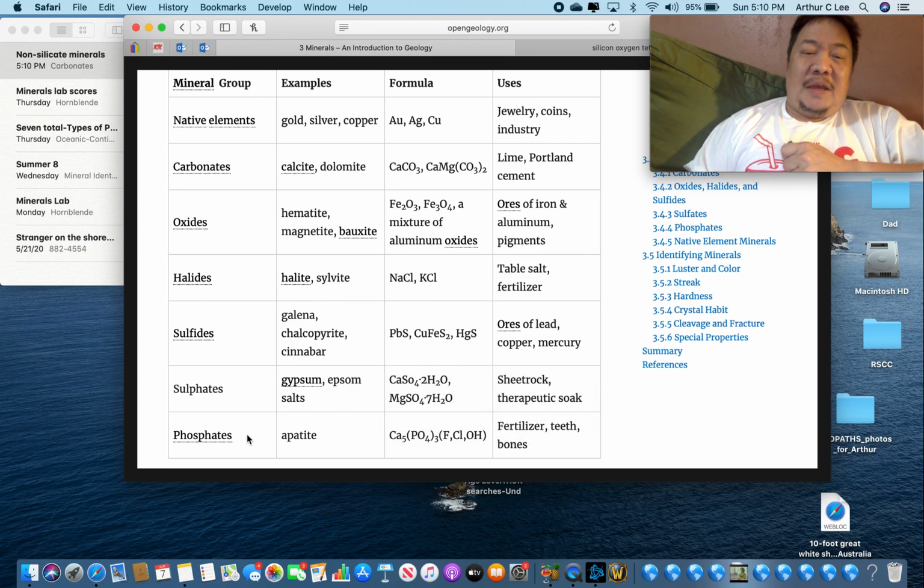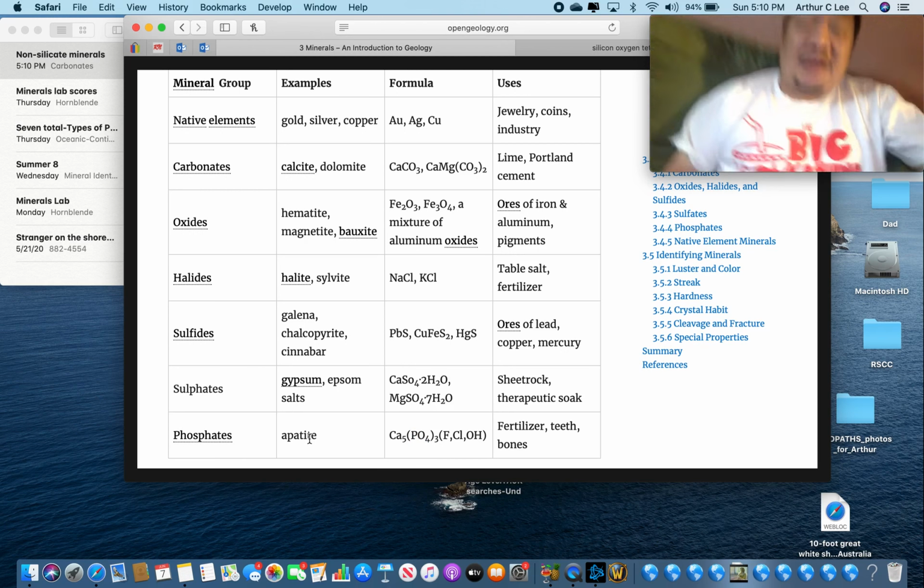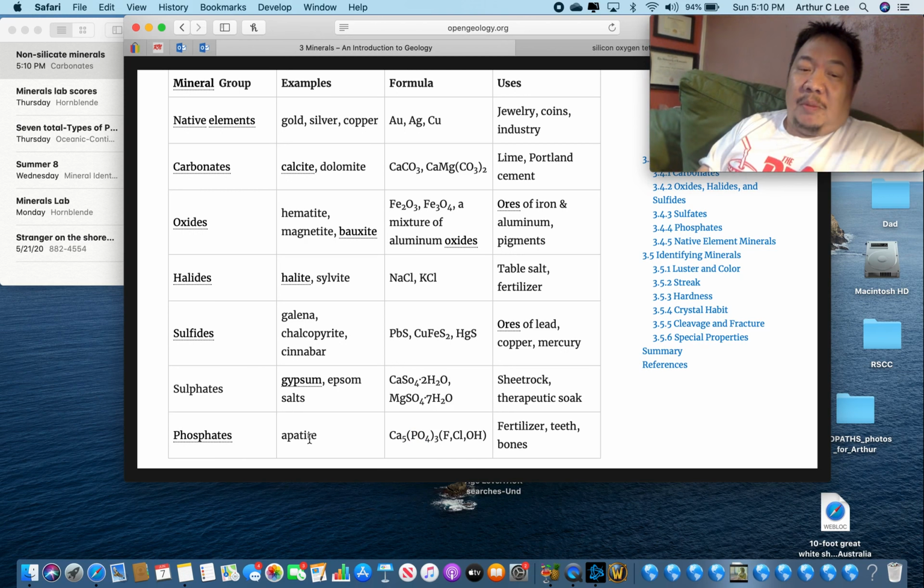Last one is a phosphate mineral. And a phosphate mineral has a molecule PO4 in it, such as apatite. Apatite has PO4 in it. PO4 is phosphate in chemistry. SO4 is sulfate. Apatite's very important because that's what our bones are made of. If it wasn't for the apatite mineral, no vertebrate organisms could survive because we need this mineral. We need to eat it through whatever we're eating so as to build up our bones.